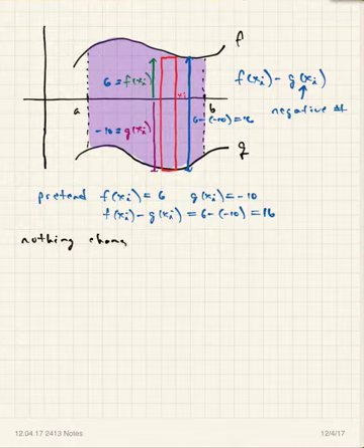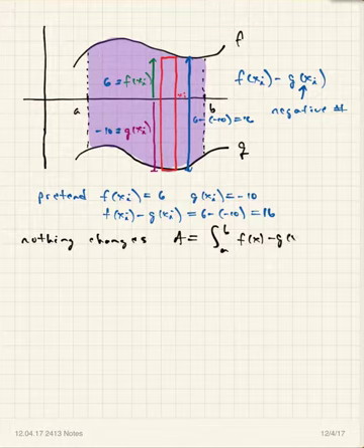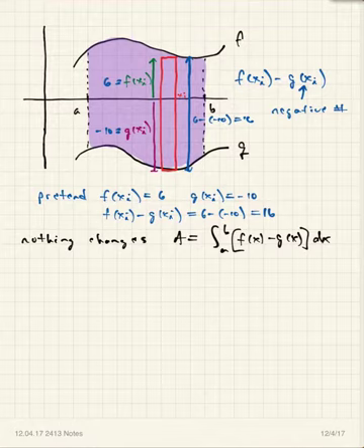So nothing changes here. And so the area is still given by the integral from a to b of f of x minus g of x dx. It is still upper curve minus lower curve, even if one of the curves is above the x-axis and the other one is below the x-axis.